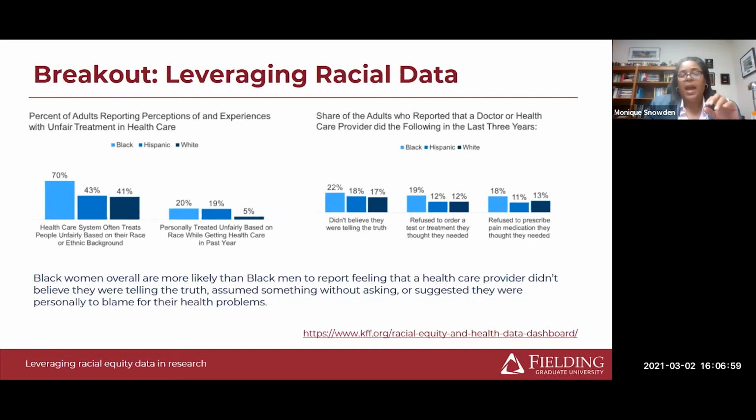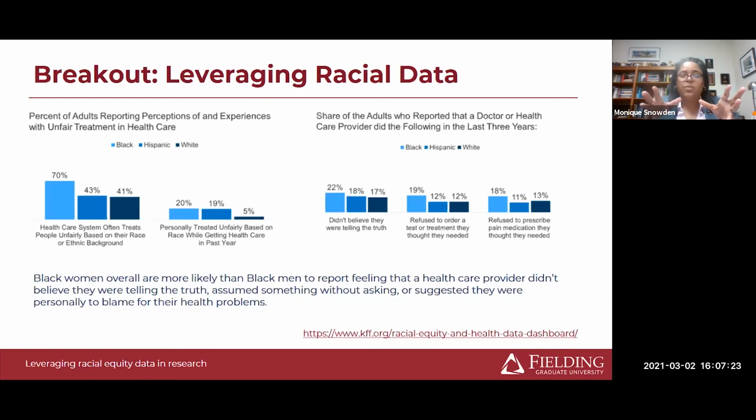I also wanted to add in here a finding from a study. It said Black women overall are more likely than Black men to report feeling that a healthcare provider didn't believe they were telling the truth, assumed something without asking, or suggested they were personally to blame for their health problems.